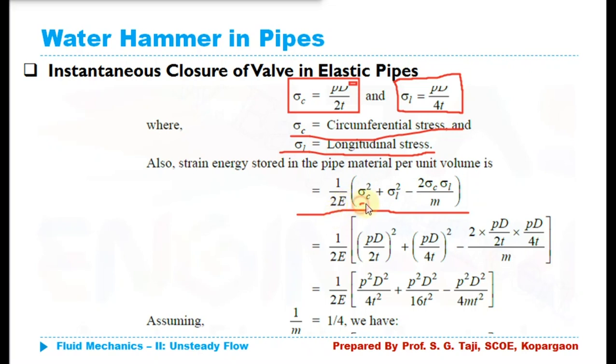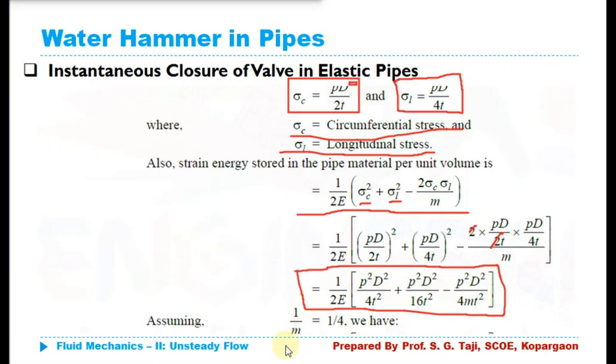Now I can put the value of this sigma C and sigma L of circumferential and longitudinal stresses. I will get this equation (Pd upon 2T) square plus (Pd upon 4T) square minus 2 multiplied by Pd upon 2T multiplied by Pd upon 4T divided by m. Now this 2 gets cancelled. What remains here? This 4 will become a denominator. So here it is again (Pd upon T) whole square divided by 4m. Now I will get this equation for the strain energy which has been stored in the pipe material due to the sudden closure of the valve.